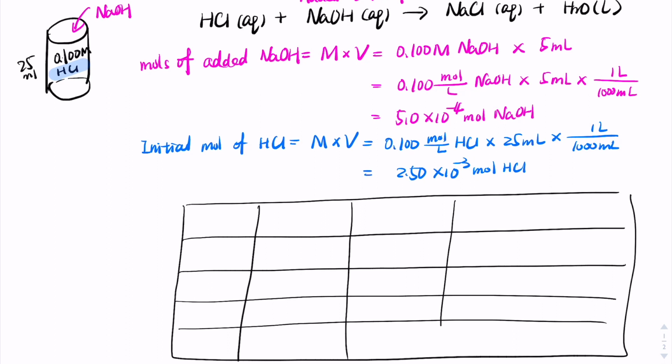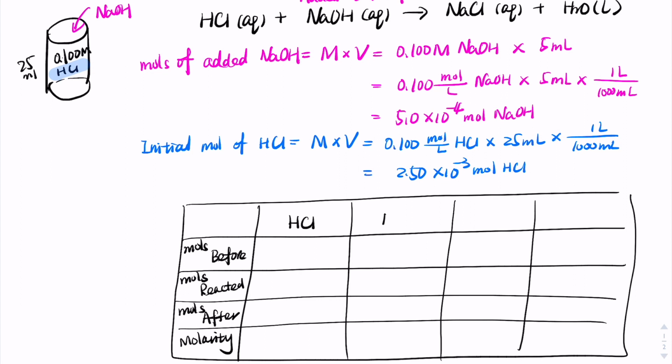Okay, so now let's do this. We'll use the moles before, moles reacted or changed, whatever you like to call it, moles after, and the new molarity after the neutralization reaction. So we're going to have HCl, NaOH, and NaCl, and H2O. This we don't care about. So you start out with what?